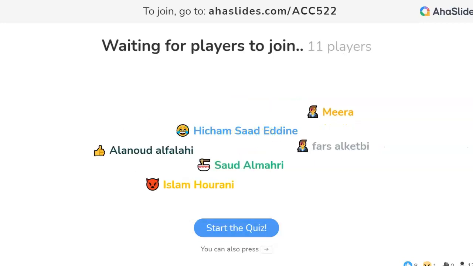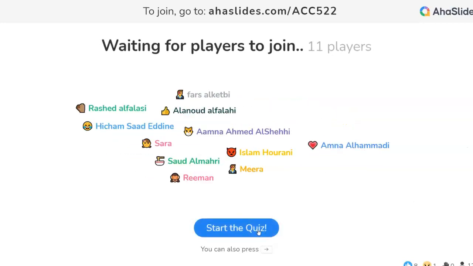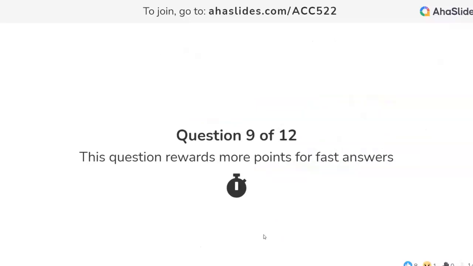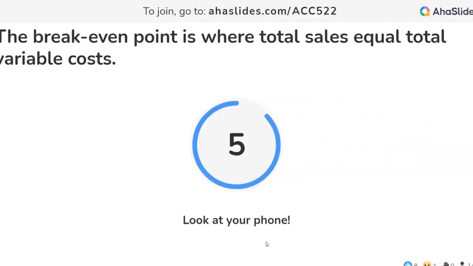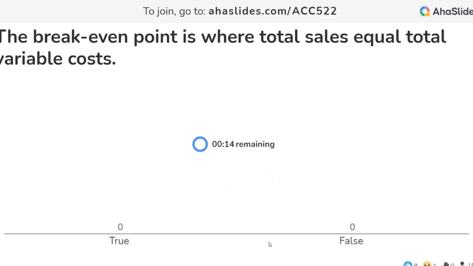Now, let's start the quiz. So you see how valuable the contribution margin is. The break-even point is where total sales equal total variable costs. True or false? Think about it.